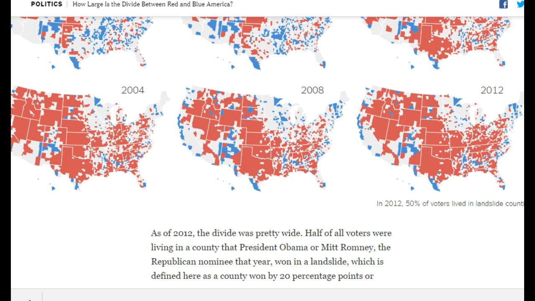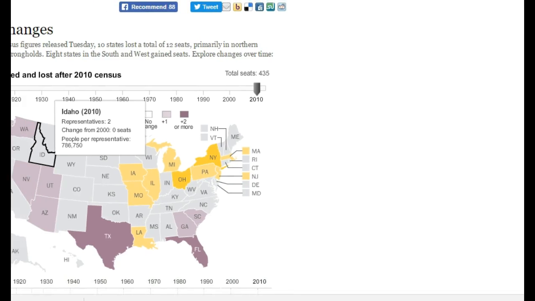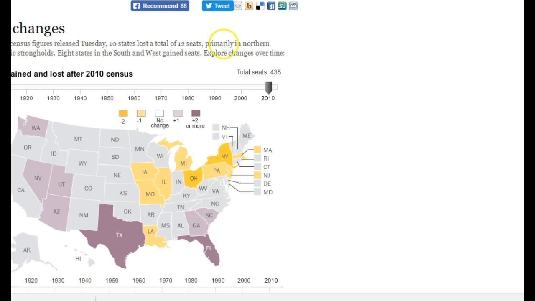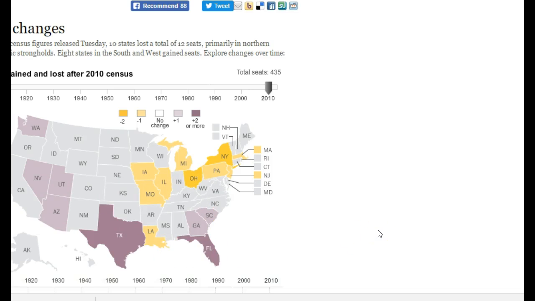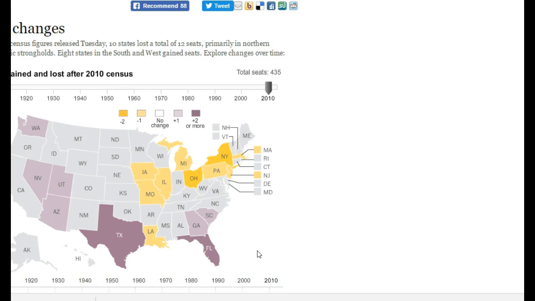First off, in terms of the process, this is, I'm sorry, you can't see the whole, let me move this out. This is a map showing what happens after the census. So after the 2010 census, they went around and counted where everybody was, and they found that a lot of people moved from these yellow states down to the purple states. And so that means that the purple states got additional seats and the yellow states lost seats.